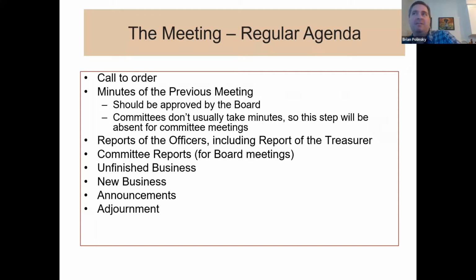Question, does the chair of the committee also count as a person for the quorum? Yes, absolutely. Remember, the chair is a member of the committee or a member of the board of directors. So the chair counts as part of the quorum.